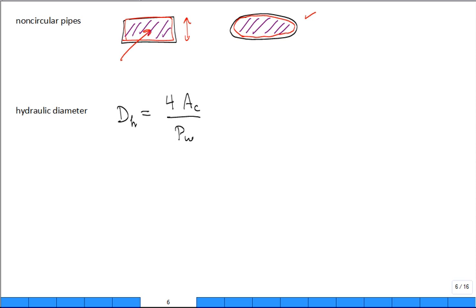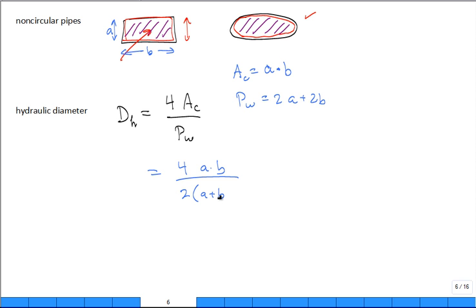So let's work it out. What is the hydraulic diameter for a duct of height A and width B? Well, the cross-sectional area would be A times B, and the wetted perimeter would be 2A plus 2B. Right? And so you can stick it into the equation and you'll get 4AB divided by 2A plus 2B. Maybe you reduce it a little bit, but there it is. Okay? You can't really simplify the equation much more than that.